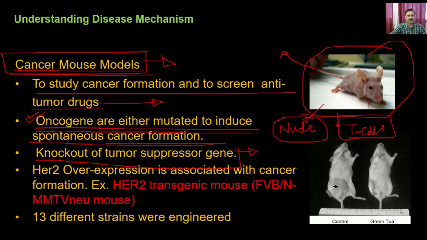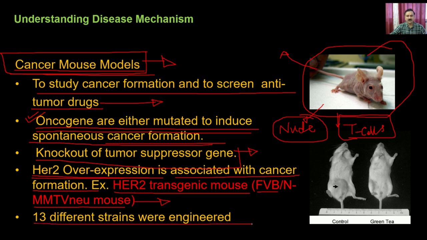One of the classical examples is where you are overexpressing HER2, and if you overexpress HER2, it is associated with cancer formation. For example, you have a HER2 transgenic mouse, the name is FVB/N MMTV-neu mice, and that is a HER2 transgenic mouse that develops tumors. There are more than 13 different types of transgenic mice available, which are used in the study of cancer formation or to screen anti-tumor drugs.